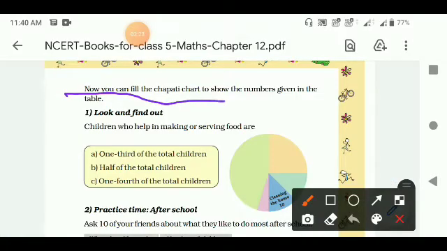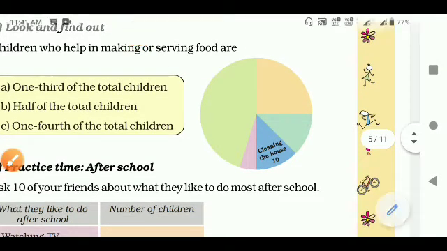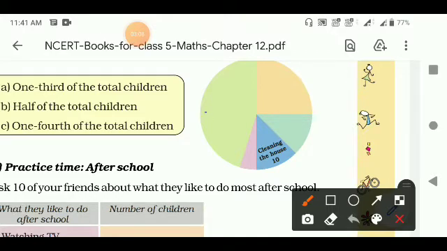Now you can fill the chapati chart to show the numbers given in the table. In the table, the highest number was 47. So we can write this in the biggest part. So here 47, and the work is going to the market. Then the second highest is 25 and that is serving food.